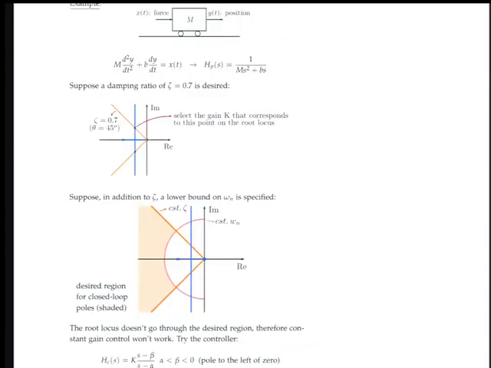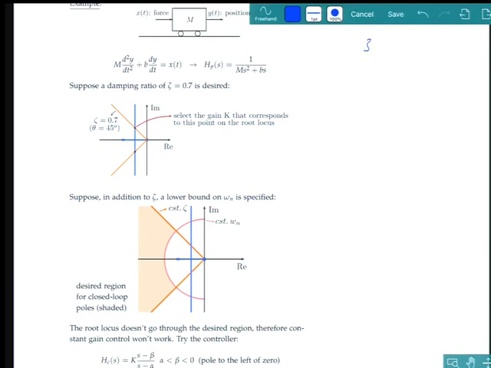If you can tolerate a little bit of overshoot, then you can get faster response. Of the two parameters, remember we had zeta, that was the damping ratio, that was cosine of theta, where theta was this angle, right?